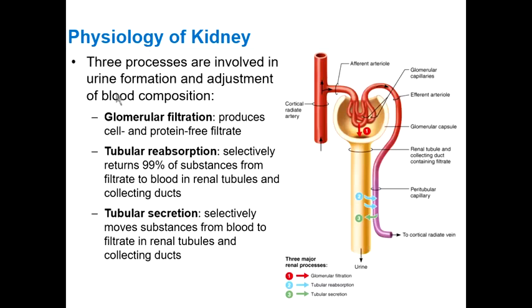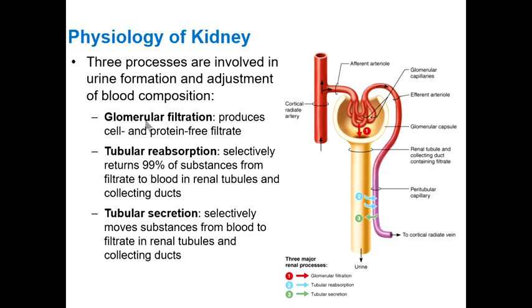There are 3 processes that are involved in urine formation. Glomerular filtration is number 1, tubular reabsorption is number 2, and tubular secretion is number 3. These are 3 very important processes. It's going to take up much of this chapter. So I'll explain them briefly here, and then we'll go on to different videos on each of these different steps in the formation of urine.